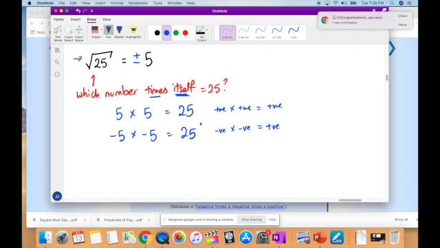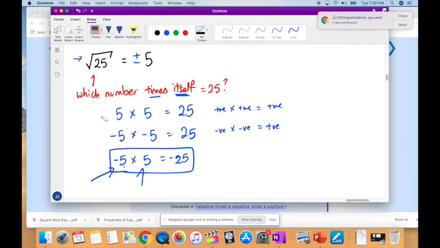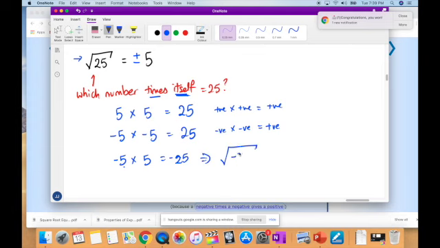The only way that you're gonna get negative 25 is if I had negative 5 multiplied by 5. That will give me negative 25. But this is not a square root situation because these two numbers are different. This is not a number multiplied by itself. So that is why you can never have the square root of a negative number.